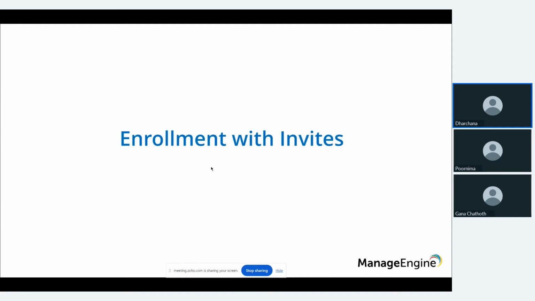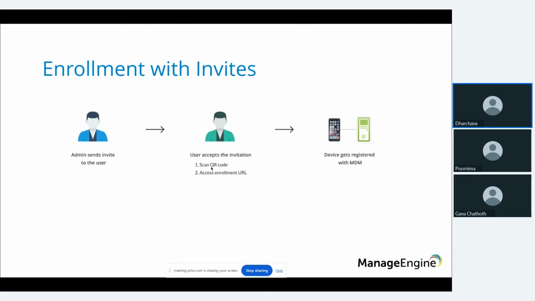So let us get into enrollment with invites. This is how the enrollment by invite actually works. We have made this very simple. First, the admin sends an invite to the user, after which the user has to follow the steps given in the invite. Then they can either choose to scan the QR code or access the enrollment URL given in the invite to complete the enrollment. Once the enrollment is done, the device gets registered with MDM.